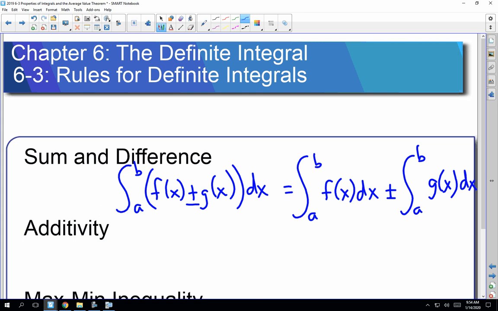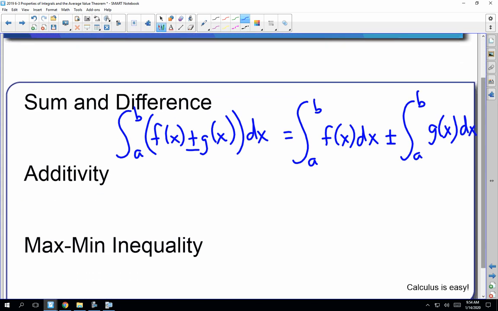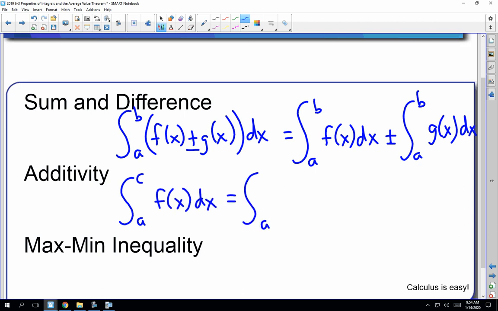All right, and then the additivity, here's what this says. The integral from a to c of f of x dx is equal to the integral from a to b of f of x dx plus the integral from b to c of f of x dx. So if you have some integral that goes from, say, 0 to 5, you can break it up and take the integral from 0 to 3 and then from 3 to 5, is what that's saying. And then put them together and it's equivalent.